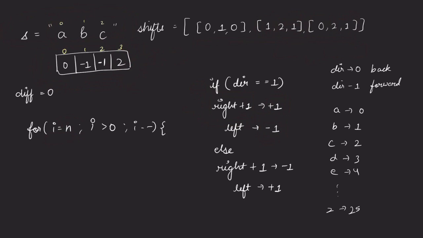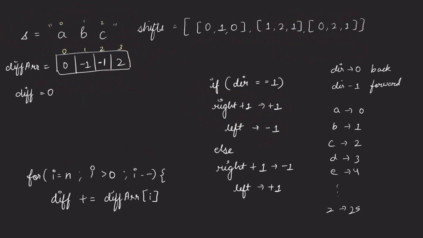Now inside this, in the difference we will add whatever is present in the difference array at the index I, right? And then we will identify our new character. Let me move it a little down. If you see, when you start from here, this 2 will be added to the difference. So the difference will become 2. Then that means in this particular character, I need to add a plus 2, right?